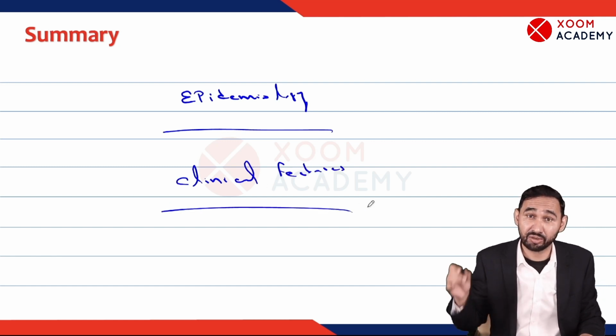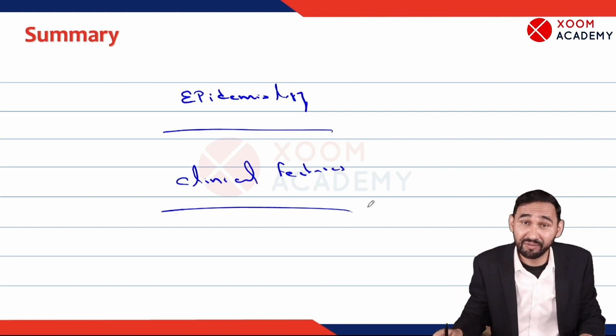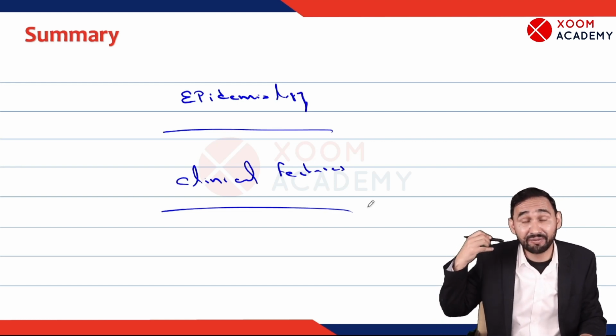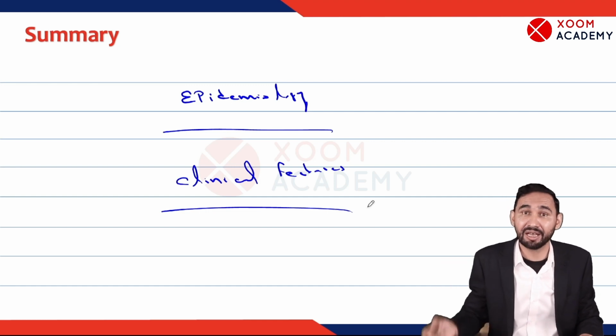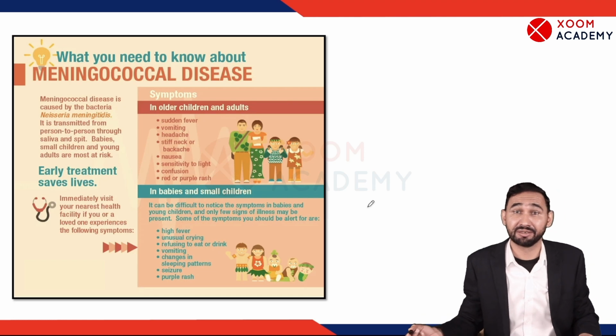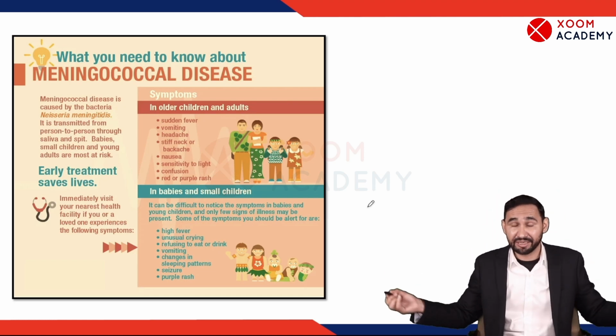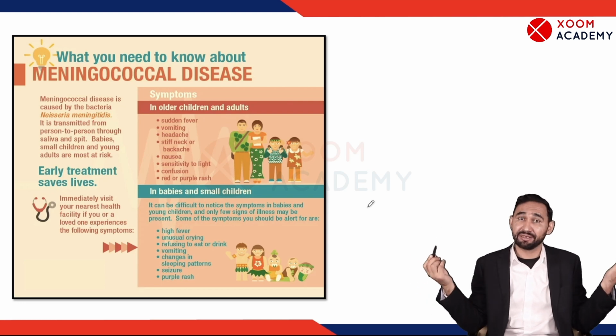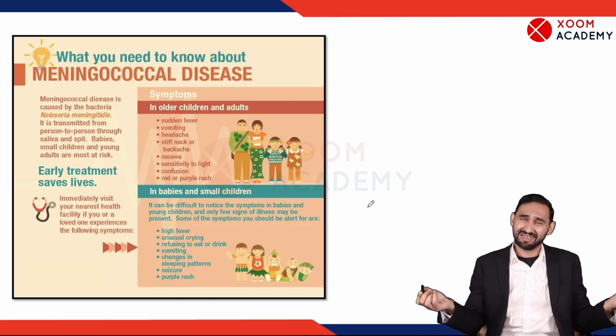Then we discussed clinical features. There are two main clinical features: neck stiffness and headache, neck stiffness and high-grade fever. These are the main clinical features of meningitis. Then we discussed management. As we discussed, it spreads predominantly through carriers, so we need to manage carriers.